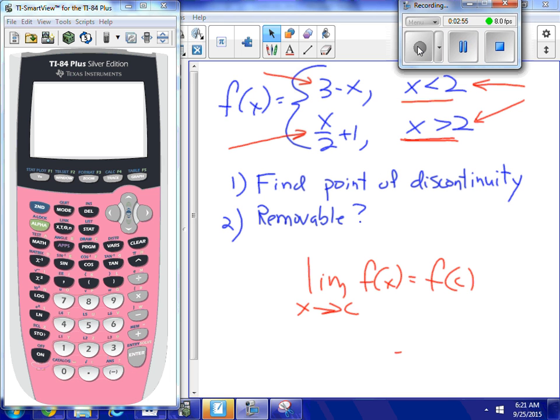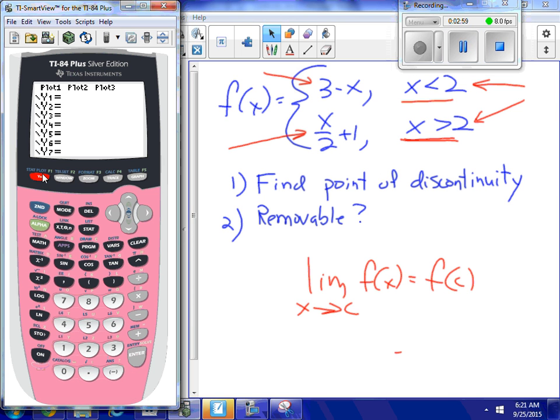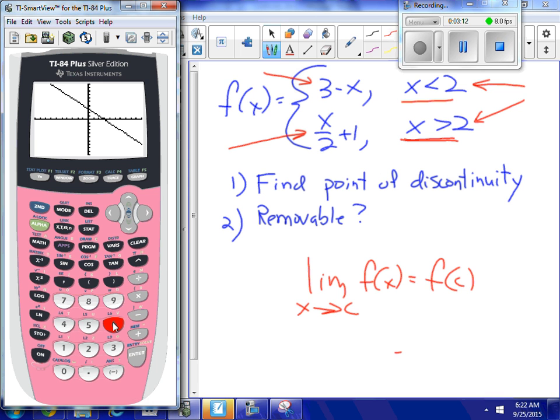So I'm going to start this with a graphing approach to this problem. I'm going to first enter in the first function, 3 minus x. And I'm going to go Zoom 6, and that's what it looks like. Now, I have a problem. That this is a piecewise function, and I'm only looking at it for x less than 2. So I'm going to show you a neat trick as to how to graph a piecewise function on your TI-84.